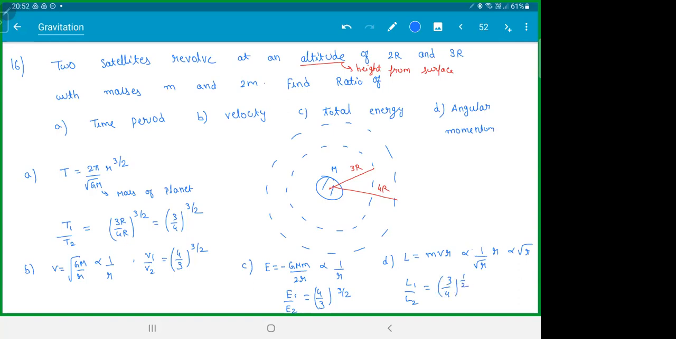Please check. Sorry, 1 by root r, right? My mistake. Check your answers. It is just all formulas. I'm telling you again, if you know your formulas and results, you will be able to handle 60 to 70% of the questions. Most people go wrong because they don't remember the formulas.